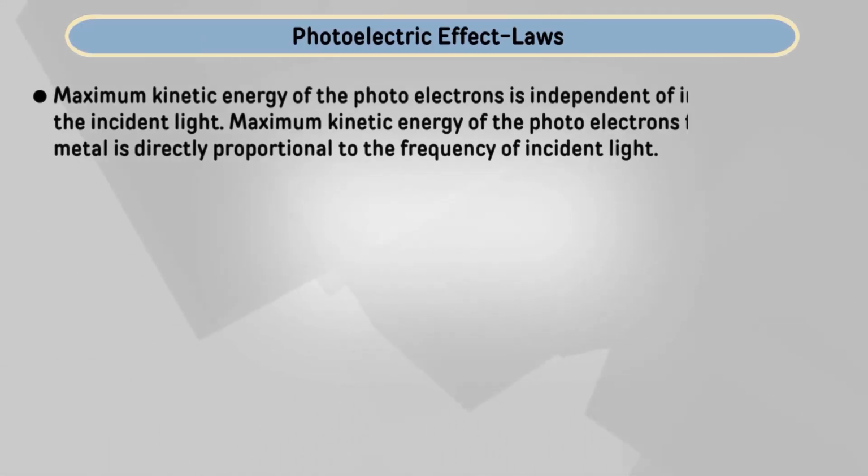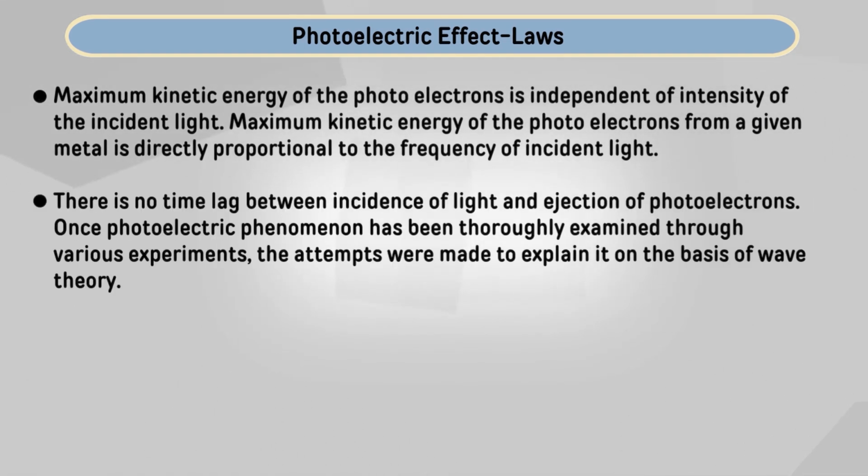Now, the maximum kinetic energy of the photoelectron is independent of the intensity of light, and it is directly related to the frequency of incident light. So, the kinetic energy is independent of intensity of light, but directly related to the frequency of that light. There is no time lag between incidence of light and ejection of photoelectron. So, if we drop light on the surface of a metal, the emission of photoelectrons starts immediately.